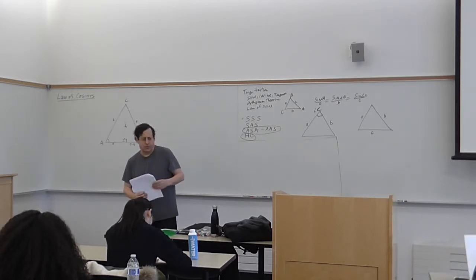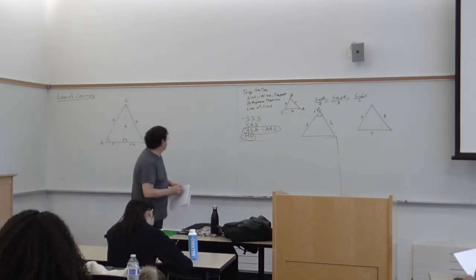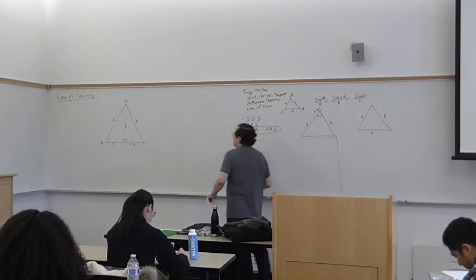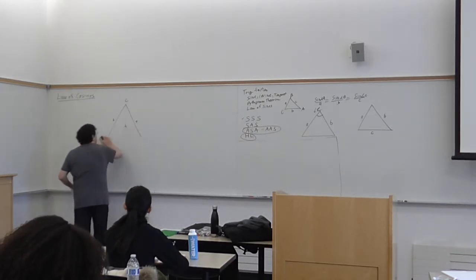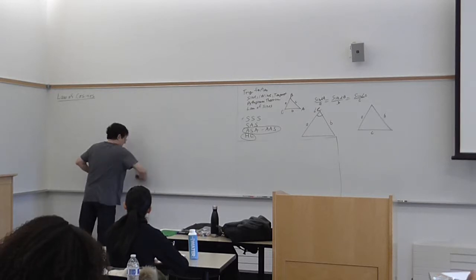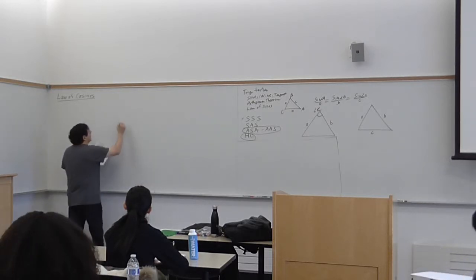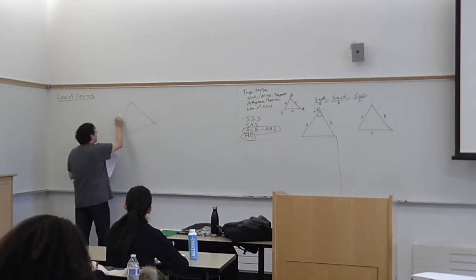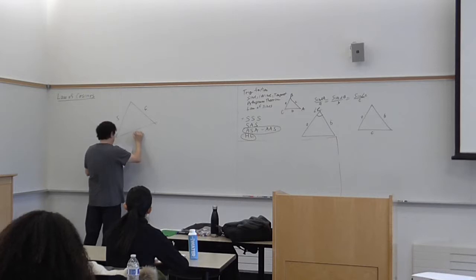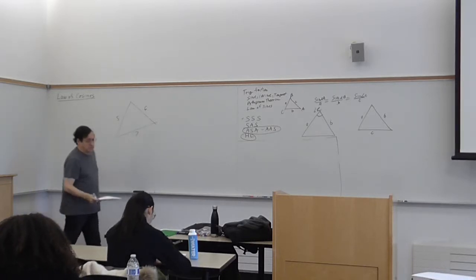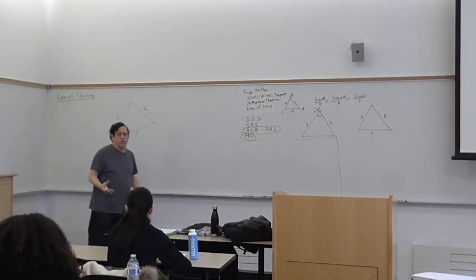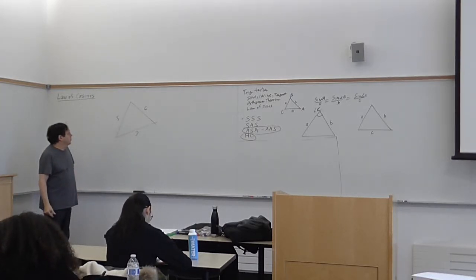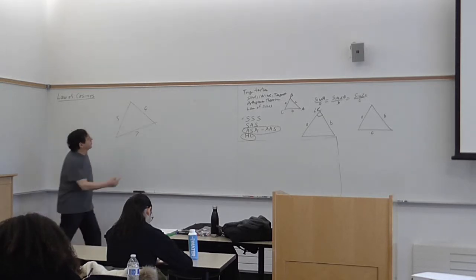Okay, let's start with an SSS problem. That is, I have a triangle. It has sides 5, 6, and 7. And to solve this, I need to know what the 3 missing angles are. I have some choice here.